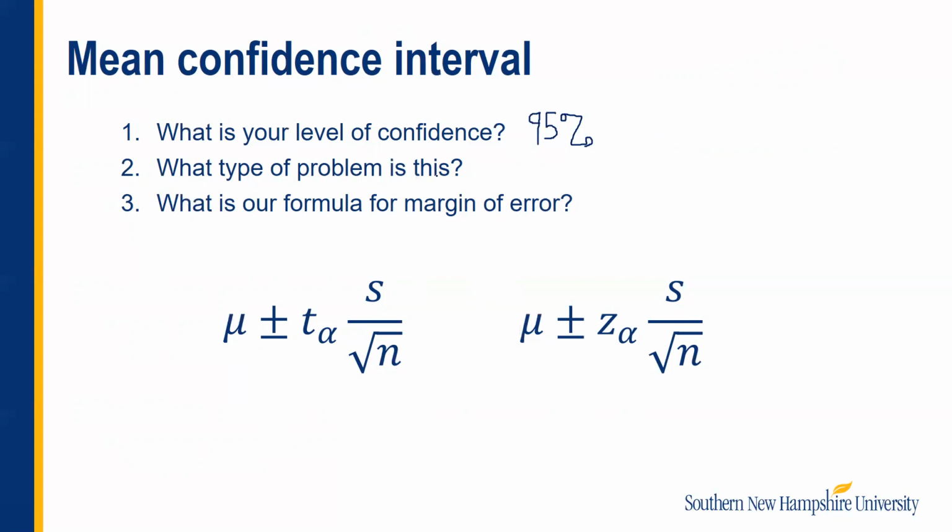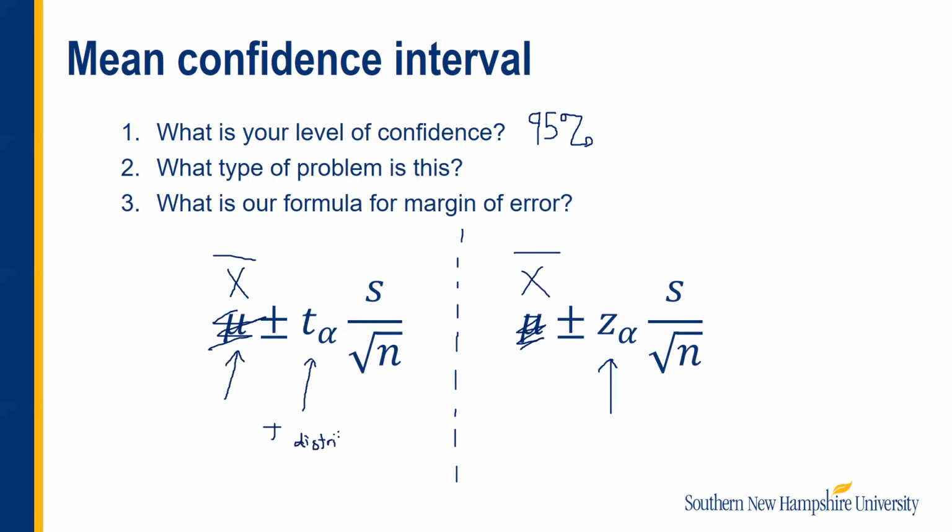What type of problem is this? Well, if you look at the symbol here, I wrote the mu symbol, and that should actually be X bar and not mu, so let's cross that out. There we go, X bar. And I also wrote two formulas. On the left, it says T alpha. On the right, it says Z alpha. So on the left, we're using a T distribution, and on the right, we're using the normal distribution.